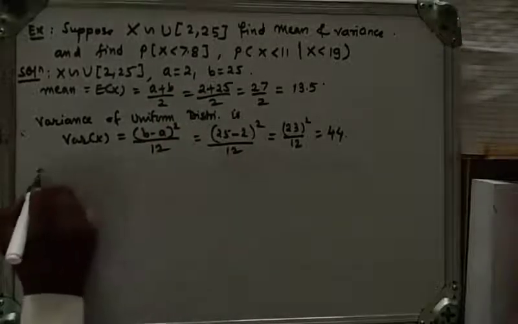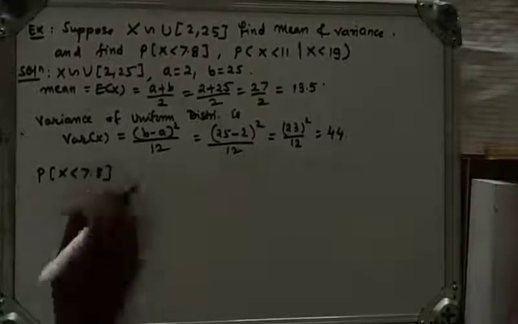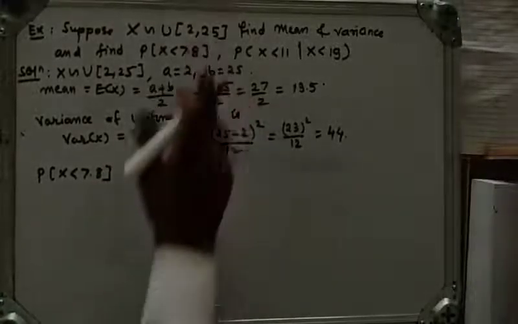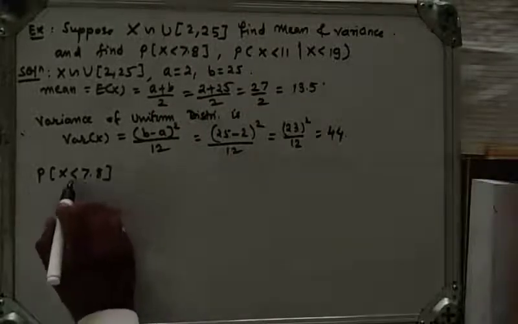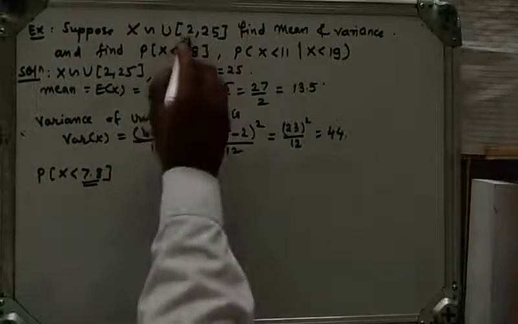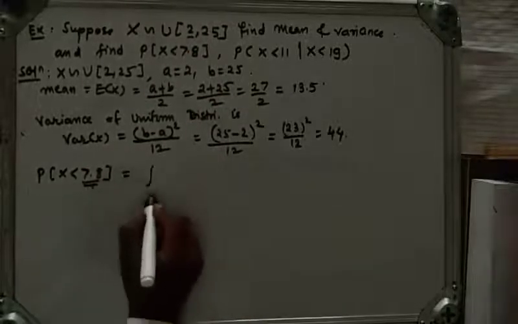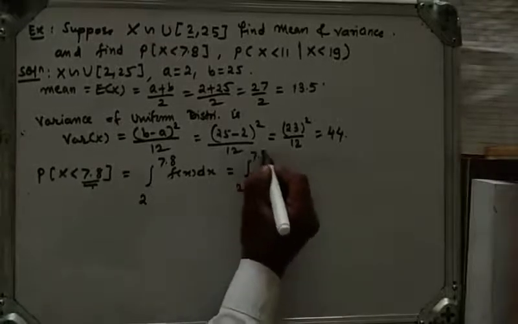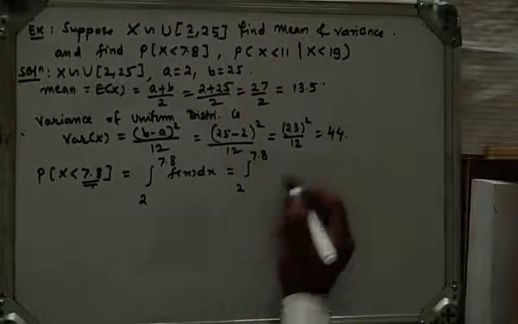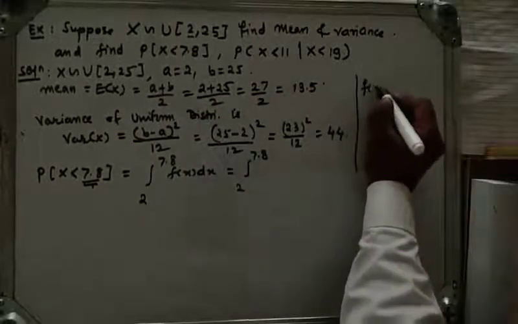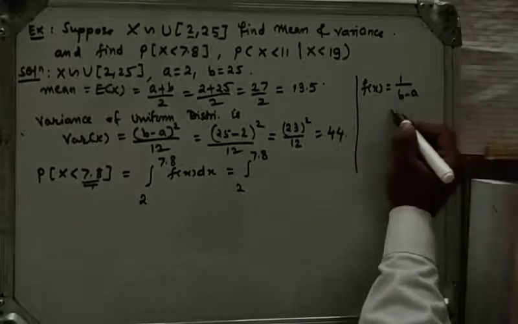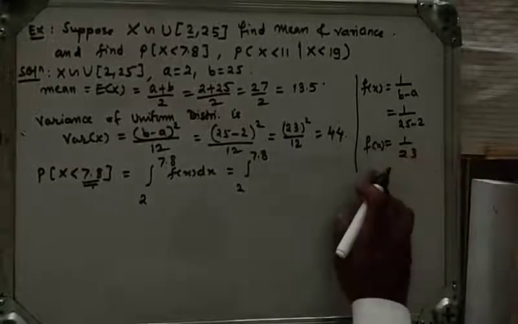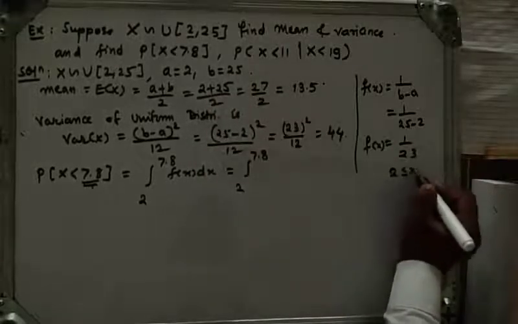Okay. Now we have to find the probability of x less than 7.8. Here x is less than 7.8, so the lower limit is 2 and the upper limit is 7.8. So the probability is the integration from 2 to 7.8 of f of x dx. What is our f of x? f of x is 1 upon b minus a, so 1 upon 25 minus 2, which is 1 upon 23, on the interval 2 less than or equal to x less than or equal to 25.